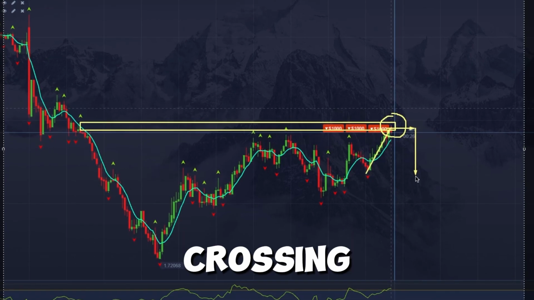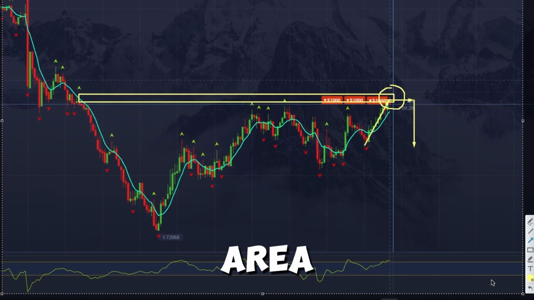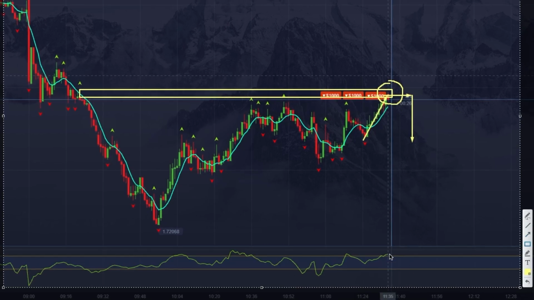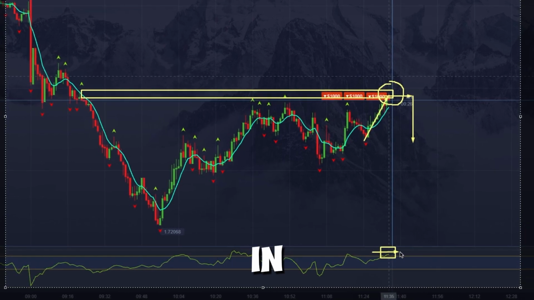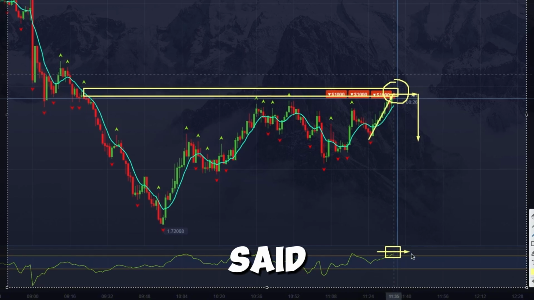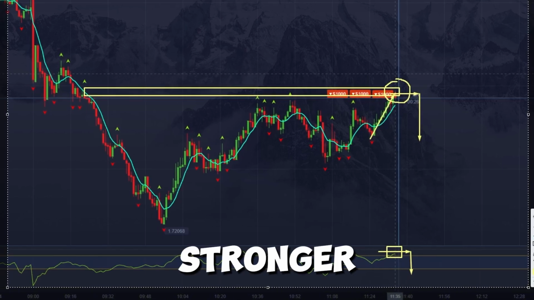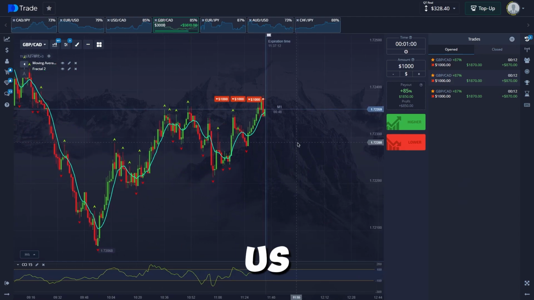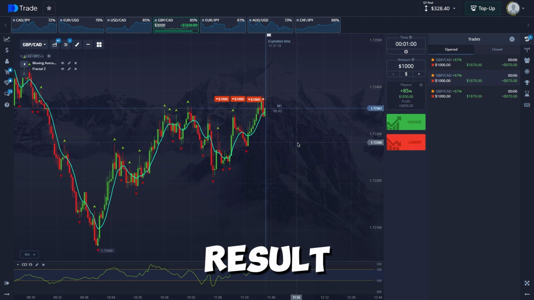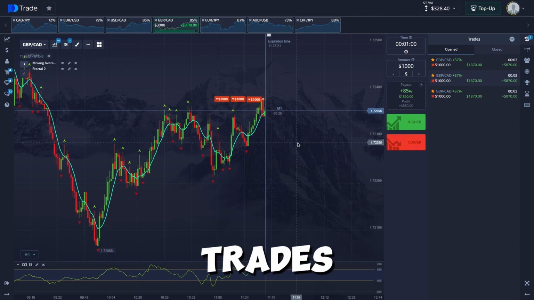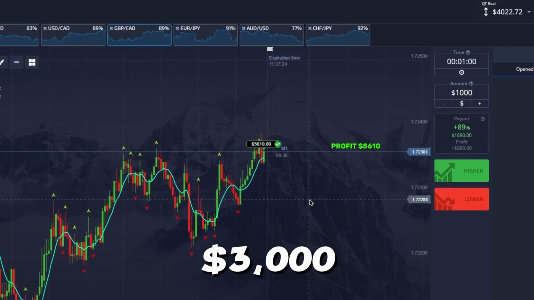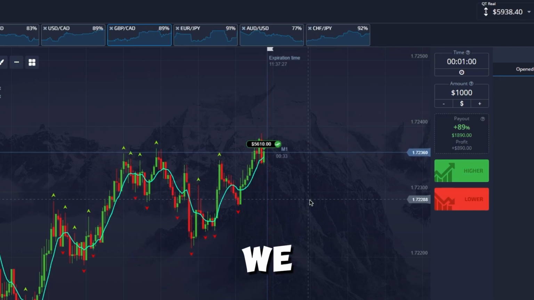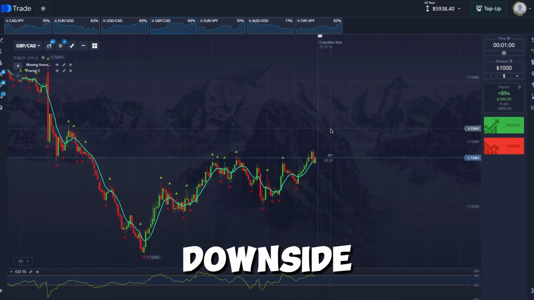In this area of crossing, we have an exit from the oversold area, and our trades are easily closed in plus. As I said, the pullback should have a stronger character. This candle successfully showed it to us, and our trades are fixed in plus. To consolidate the result, we will open final trades for the amount of $3,000. Here we will open 3 trades on the downside.